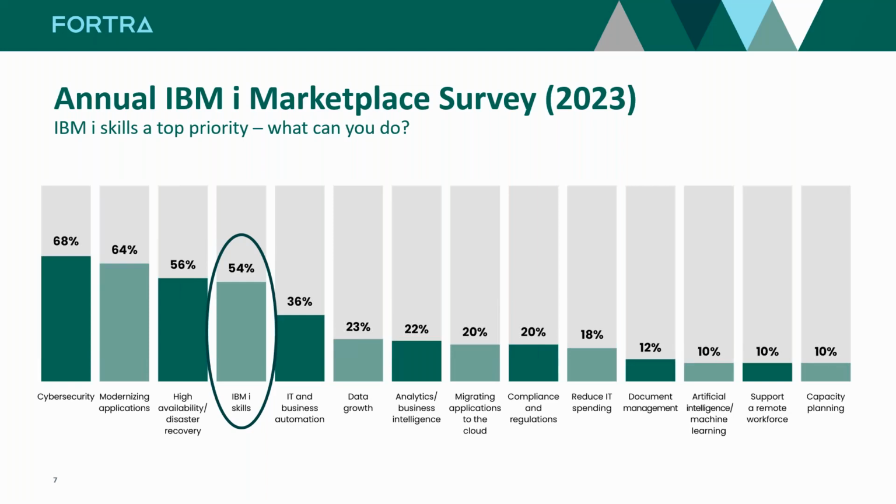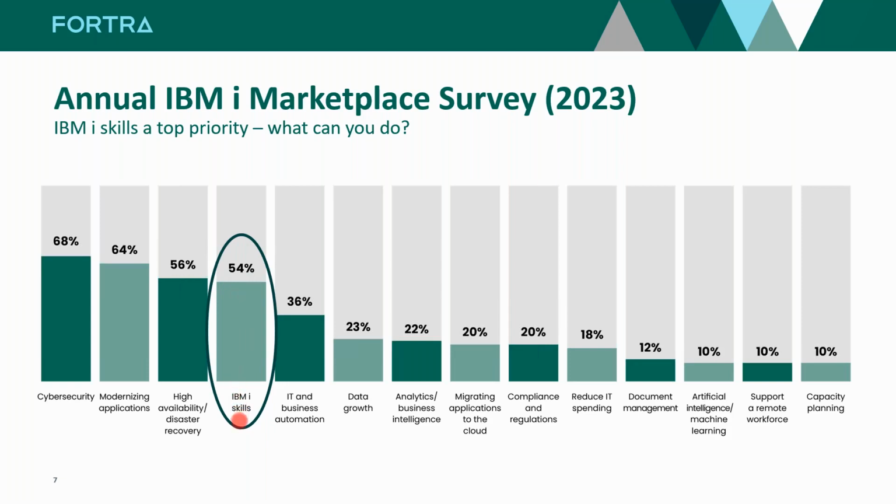And you know that in Fortra for several years, we've been doing a survey. We call it the IBM i Marketplace Survey, every year. And we ask people that have IBM i systems in their data center many questions. And one of the topics that we always ask about is what is their main concern. And this is the graphic that we got this year. Note that IBM i skills are in 4th place. That's important. That's why we are having this webinar today.